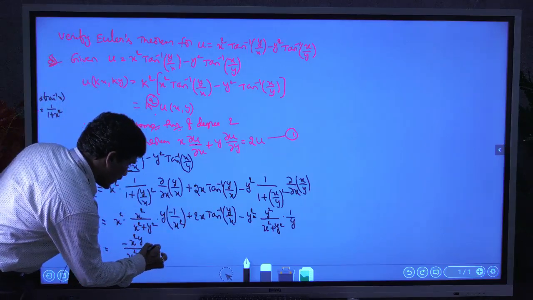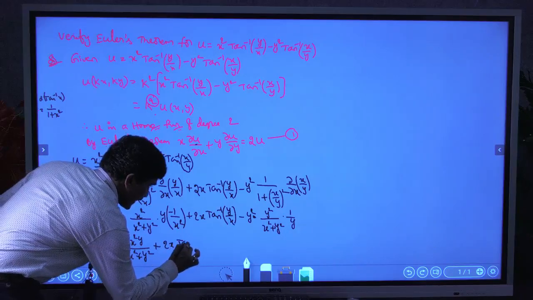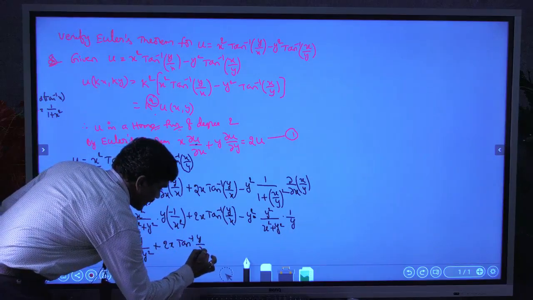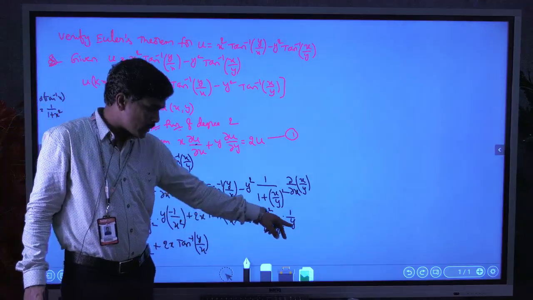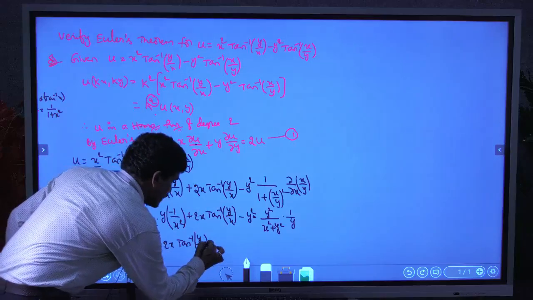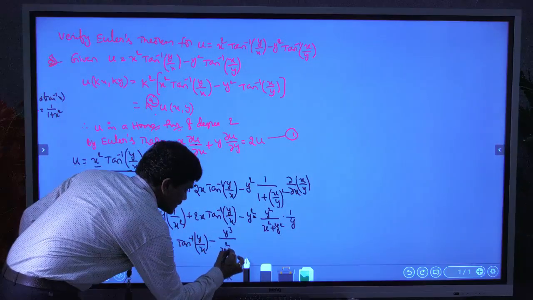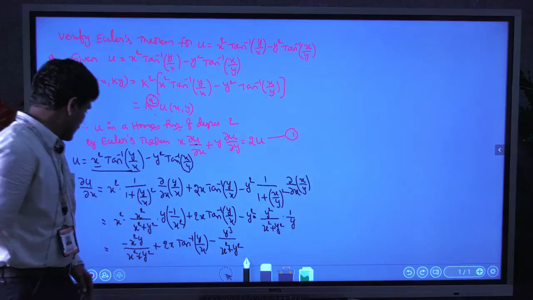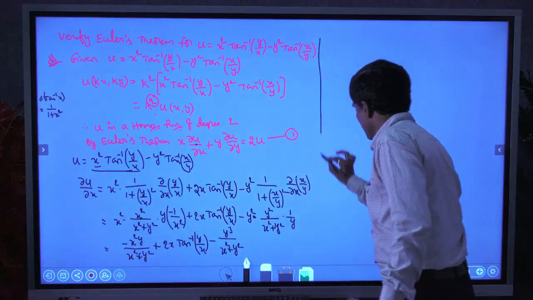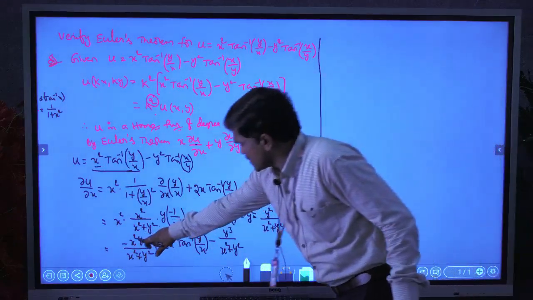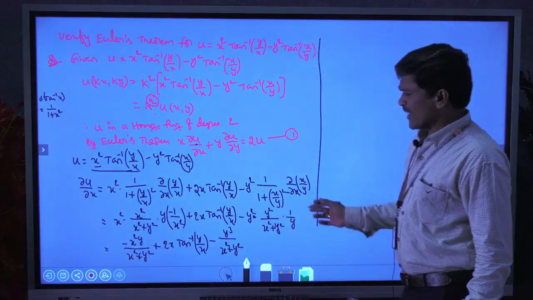Now minus plus 2x tan inverse of y by x, this function. Now here again y square, y, 1 y cancelled, finally we get y cube by x square plus y square, right? So this is ∂u/∂x. Again simplifying this.